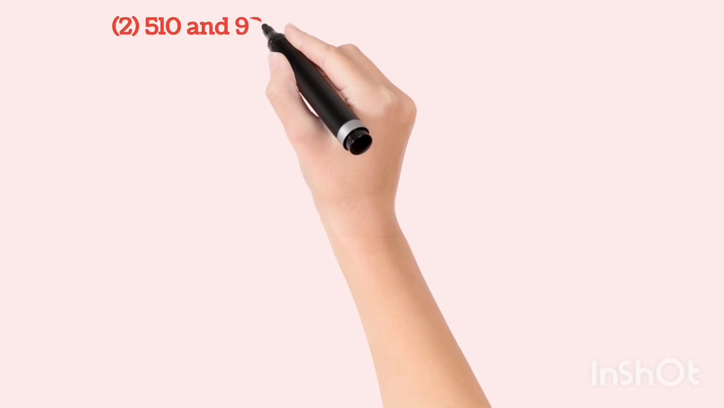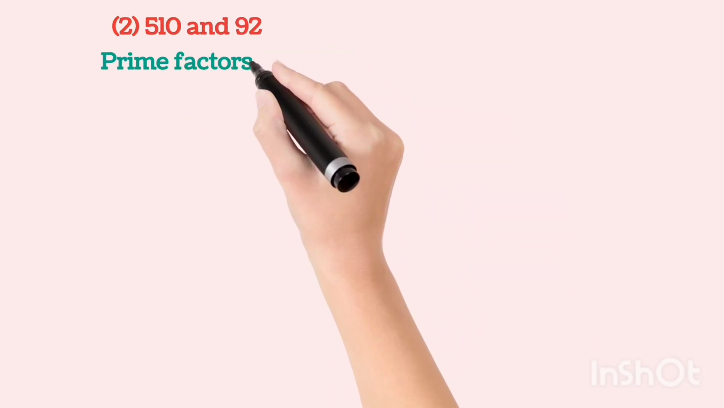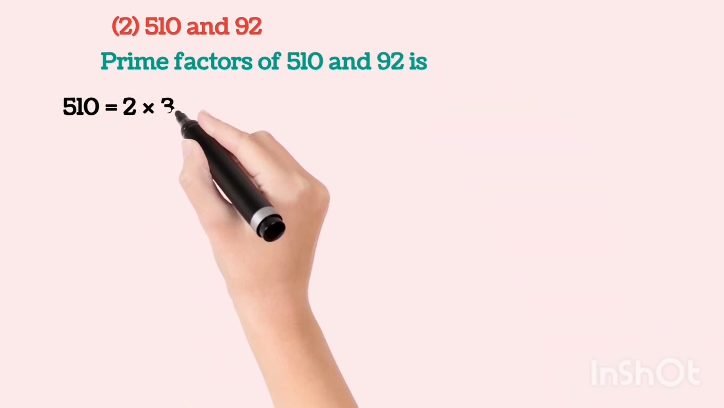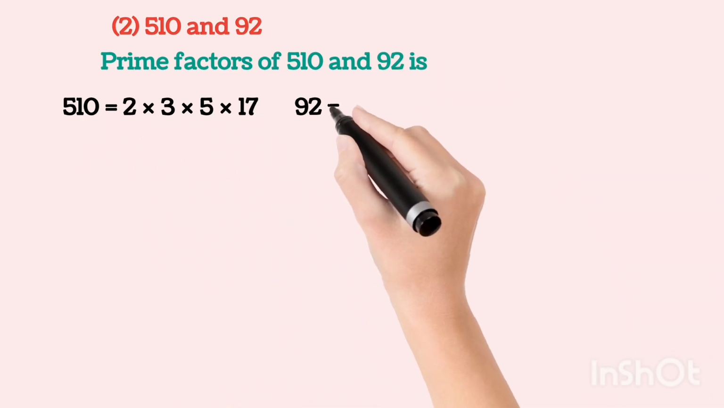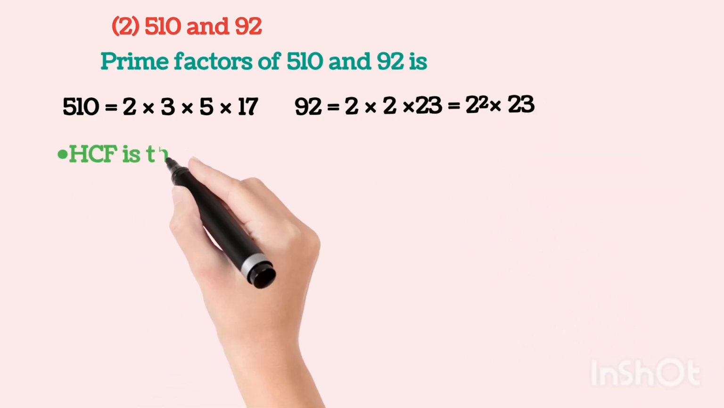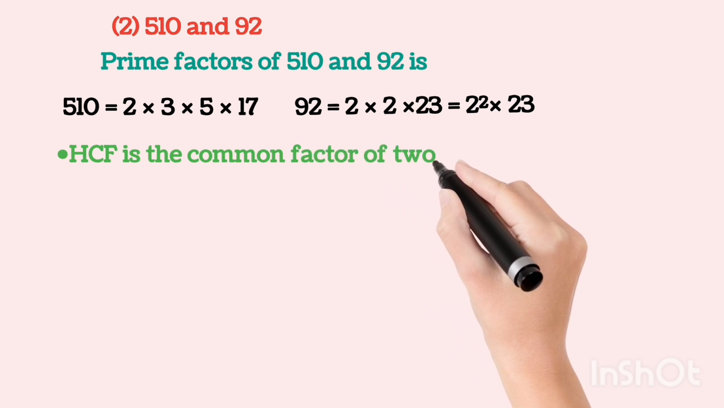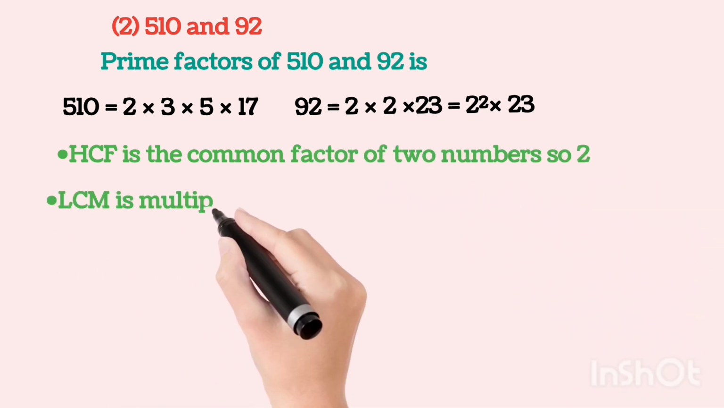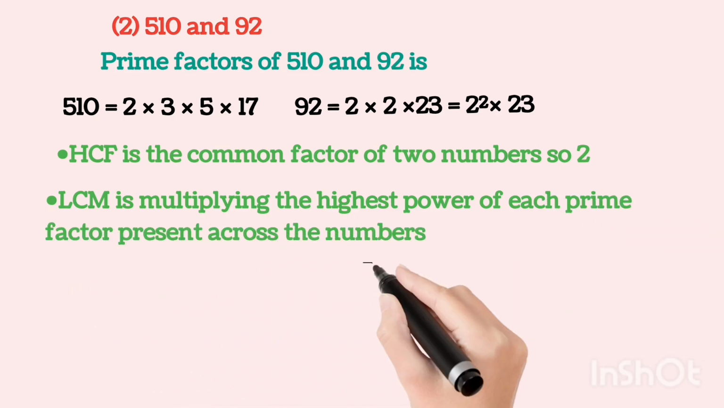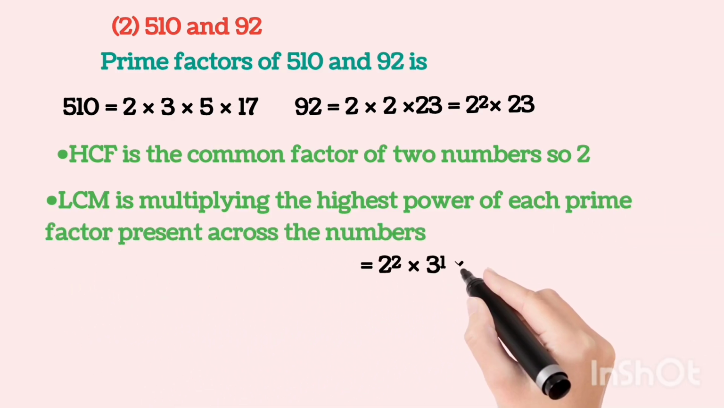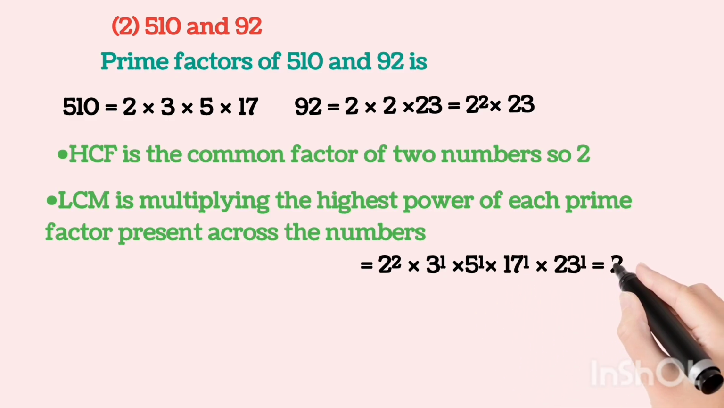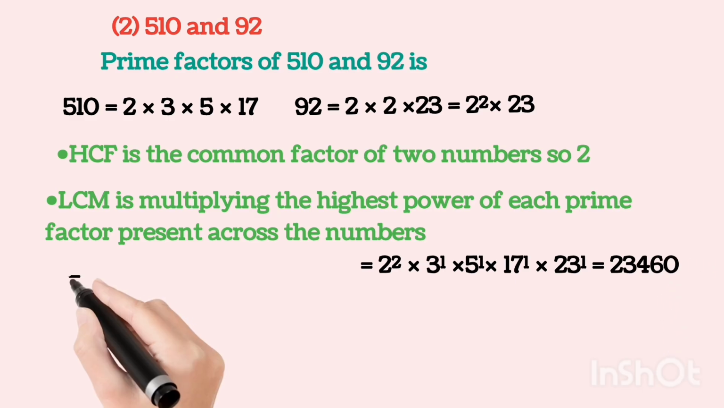Next, 510 and 92. Prime factors of 510 and 92: 510 is equal to 2 into 3 into 5 into 17. 92 is equal to 2 into 2 into 23, that can be written as 2 square into 23. HCF is the common factor of two numbers, so 2. LCM is multiplying the highest power of each prime factor present across the numbers, that will be 2 square into 3 to the power 1 into 5 to the power 1 into 17 to the power 1 into 23 to the power 1, that is equal to 23460.